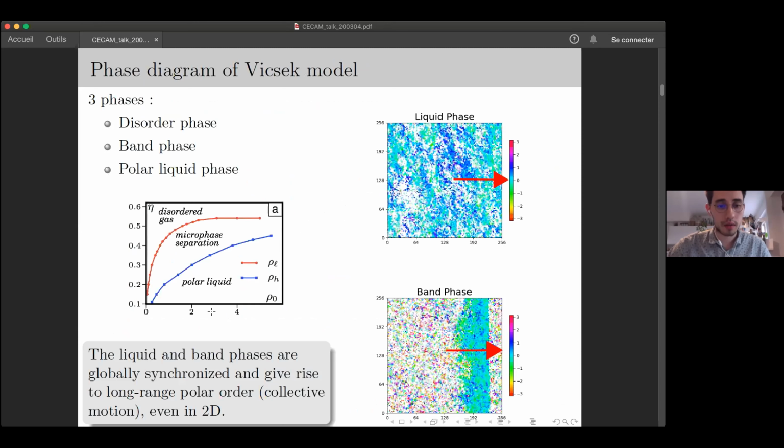Here I plot the phase diagram of the Vicsek model. For very high noise, we get a disordered gas. And for very low noise, we get a polar liquid. But between these two phases, there is a coexistence phase where there is a band phase. On the top right, I show you a snapshot of a system in the polar liquid phase. Here I represent the coarse-grained polarization angle. You see that all the particles are moving in the same direction because all the particles get the same color. So we get an ordered phase.